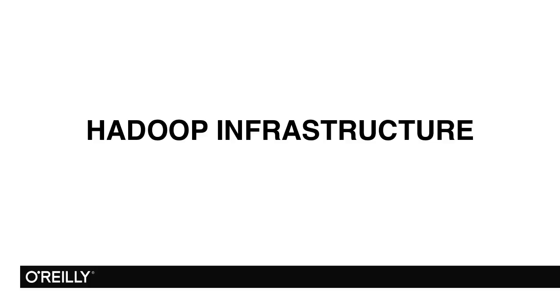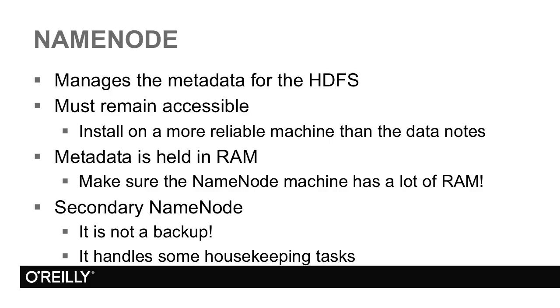We are going to explore the key elements of the Hadoop infrastructure. First, we have the name node. The primary purpose of the name node is to manage the metadata for the HDFS. Now, considering that no processing on a Hadoop cluster will happen without HDFS working properly, one of the key tasks for the name node is to remain accessible.